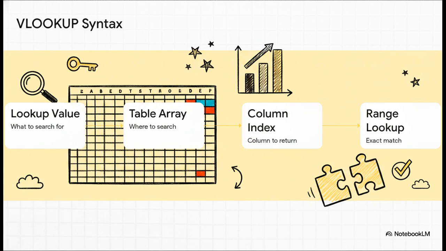To pull this off, you need the classic VLOOKUP formula, which really just acts like a simple 4-step recipe. Step 1, what is the lookup value you're searching for? Step 2, what is the table array? That's just the grid of data where the answer lives. Step 3, what is the column index number that holds the value you want returned? And step 4, range lookup, where we almost always type FALSE to demand an exact, perfect match.